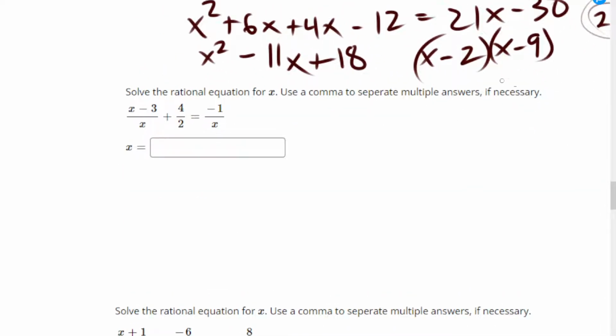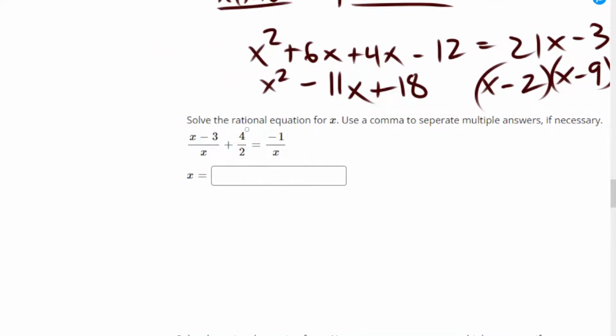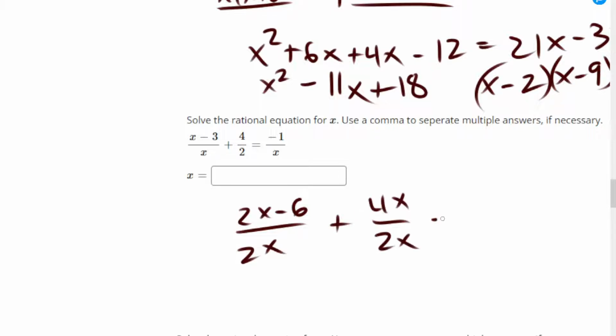Solve the rational equation for x. Use a comma to separate multiple answers if necessary. Awesome. So first we're going to get equal denominators, same denominators. So what I'm going to do is multiply this part by x over x and these parts by 2 over 2. So we have 2x minus 6 over 2x plus 4x over 2x equals negative 1, which will now be negative 2 over 2x. Now we can do our special little thing. The shark comes in and eats the denominators up. He says, oh no, they got eaten.